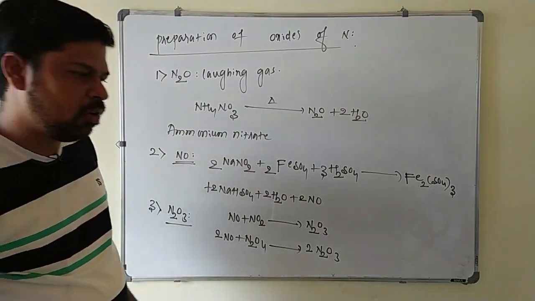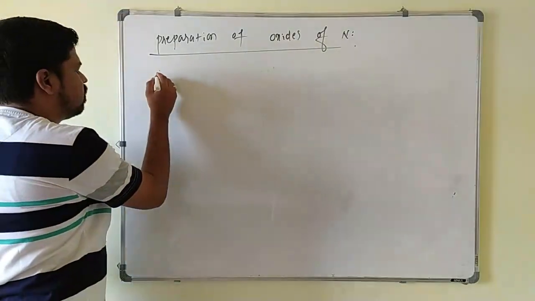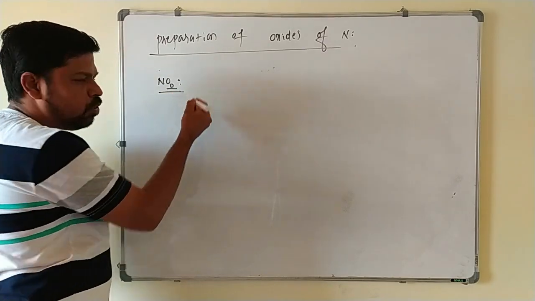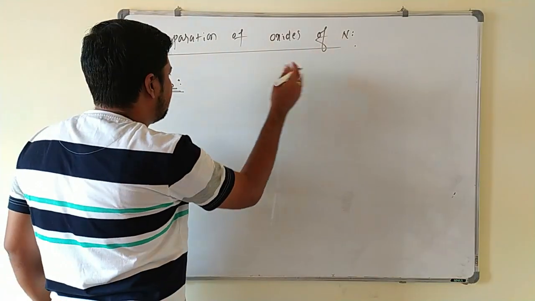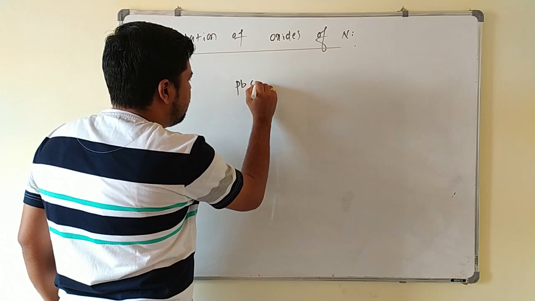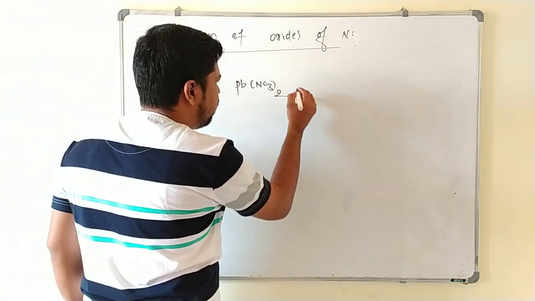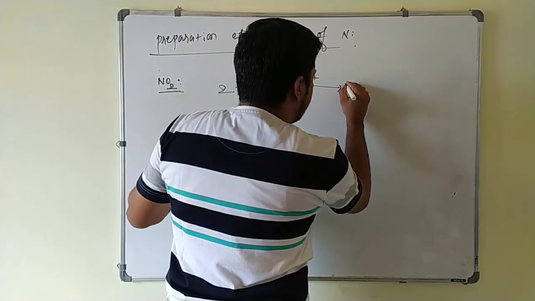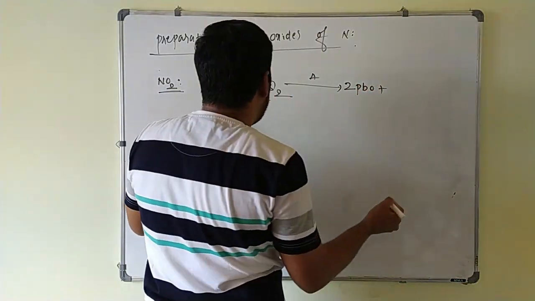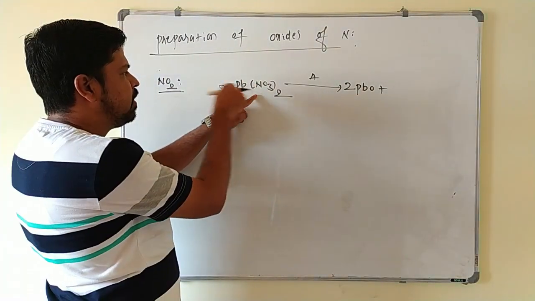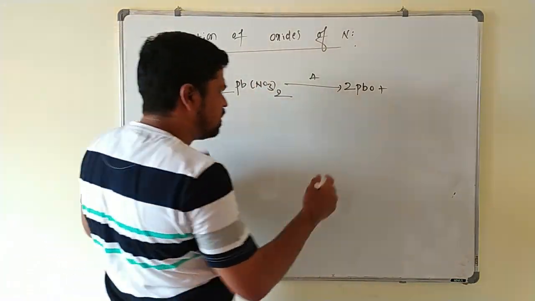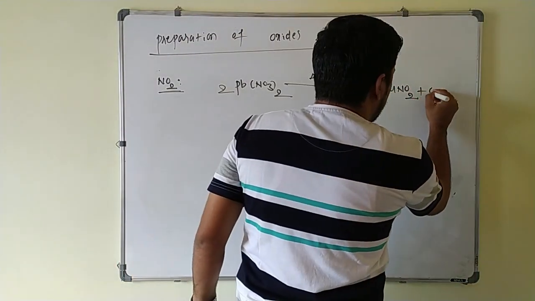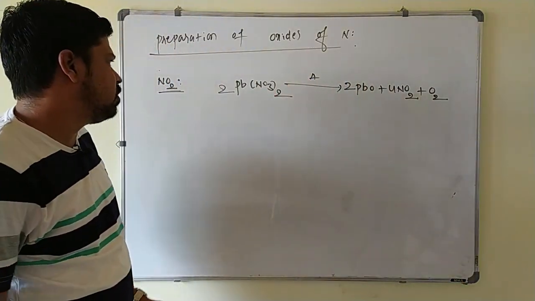Now we will go for preparation of NO2. Now the next one is NO2. It is obtained by heating lead nitrate. Pb(NO3)2, I will take 2 times of lead nitrate. On heating it gives 2 PbO, plus here 2 into 2 is 4 nitrogens, so you will get 4 NO2 plus O2. This is the preparation of NO2.